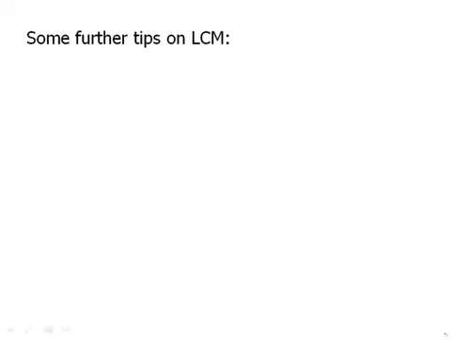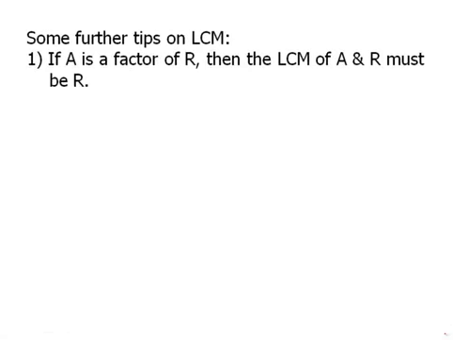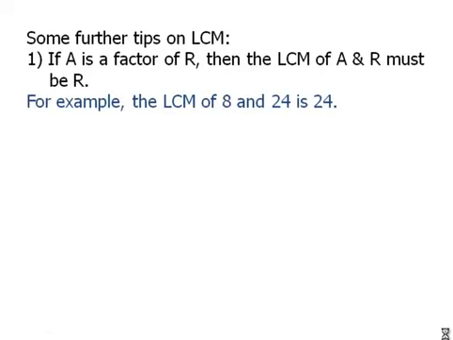Some further tips on the least common multiple. If A is a factor of R, then the least common multiple of a number and its multiple of a factor and the number of which it is a factor must be R. So for example, the least common multiple of 8 and 24 has to be 24.